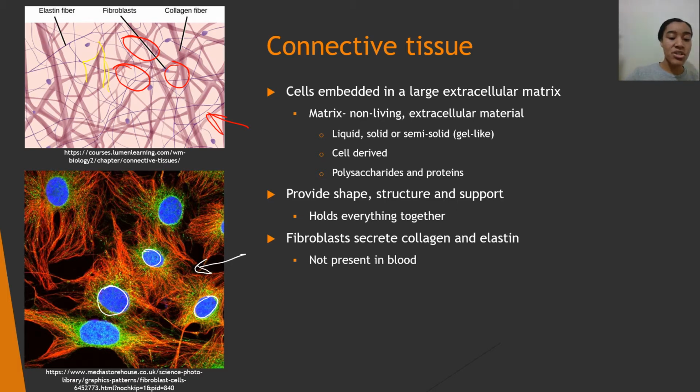So I mentioned in the previous picture that was up at the top that those were called fibroblast cells. And fibroblast cells are like the star connective tissue cell. These cells are really good at making two types of fibers. So they secrete collagen and elastin, which are major components of connective tissue.